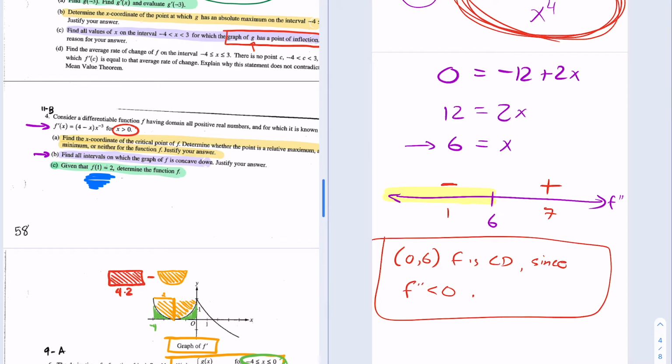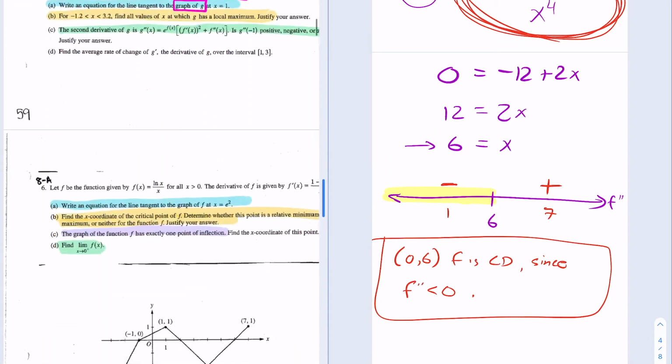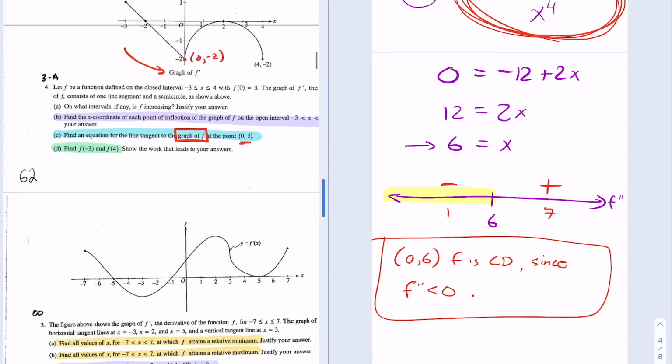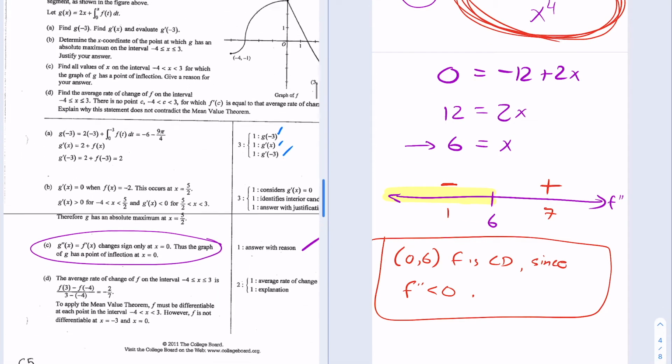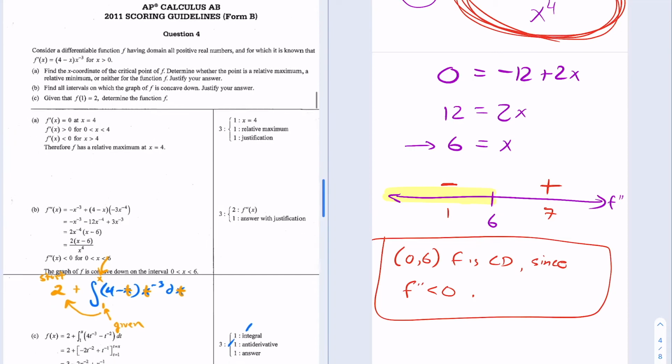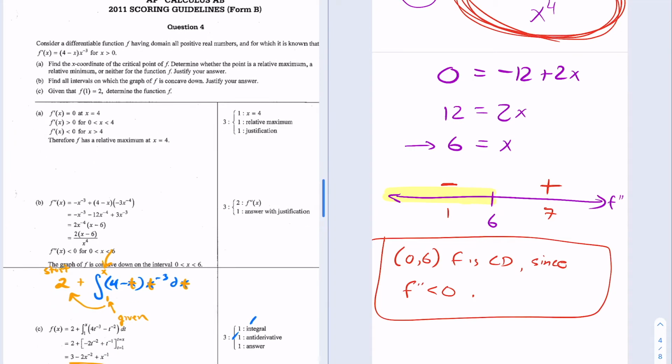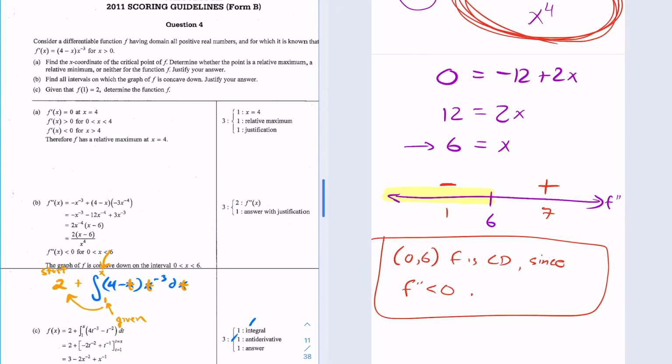Okay? If you take a look at the scoring guideline, it's important that you know how they grade you because that gives you an idea of where the points are, okay? So we're right here. So if you take a look, they did a little bit more algebra at the beginning.